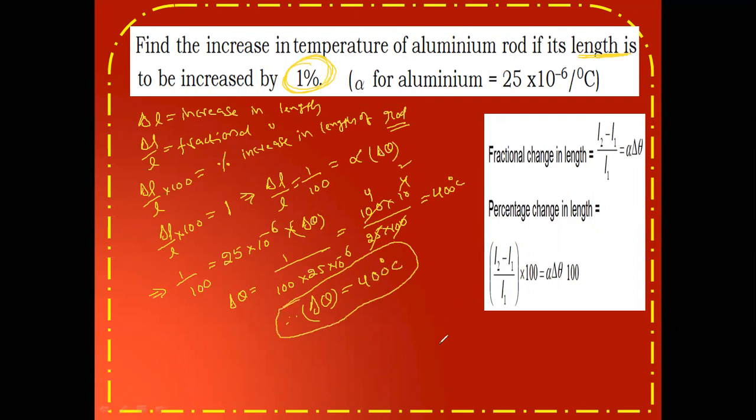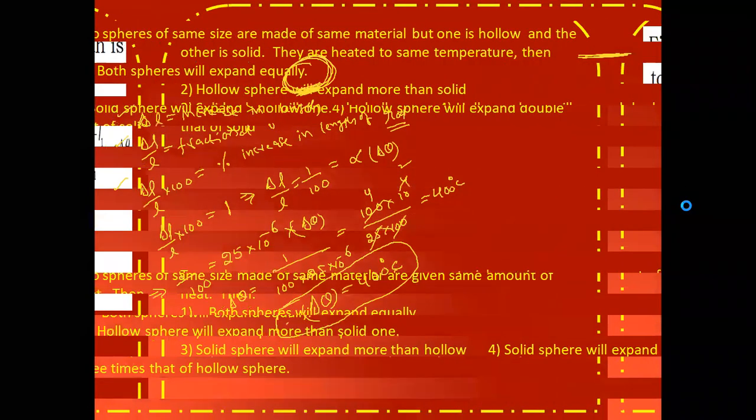Understood now? Is it okay? This percentage problem is very important. Delta L is the change in length. Delta L by L is the fractional increase in length. Delta L by L multiplied with 100 is the percentage increase in length. Sir, why should I write the percentage form? Because the information in the question is given in terms of this only, so we have to write it. Right, next one.